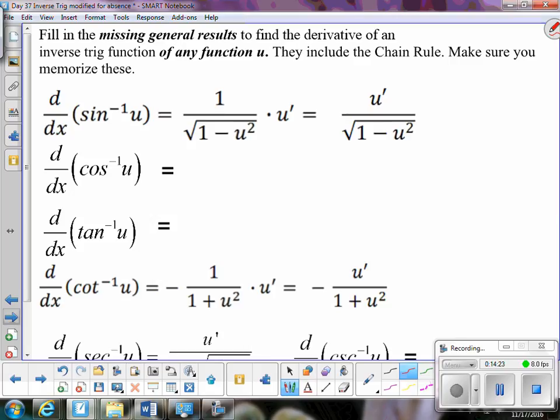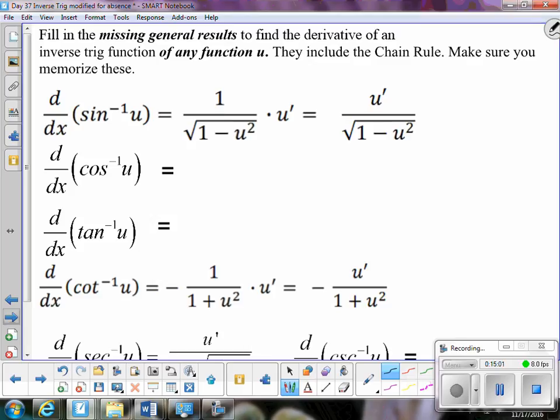Okay, so here comes the good part. We can never settle with new formulas for derivatives of functions of x. We have to apply the chain rule. What if we're taking the derivative of an inverse trig function of u? Well, the first one I have done for you. The derivative of the inverse sine of u is going to be 1 over the square root of 1 minus u squared times u prime. And we just tend to put the u prime up in the numerator, applying the chain rule.